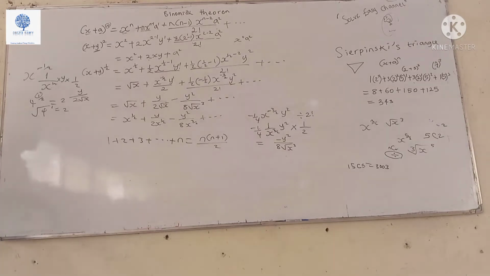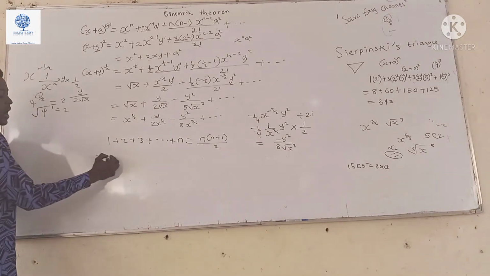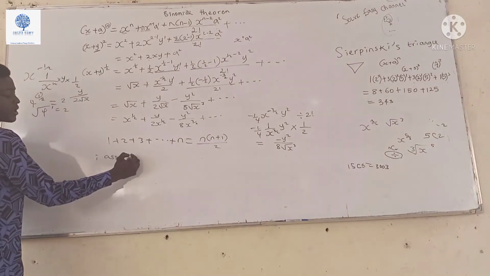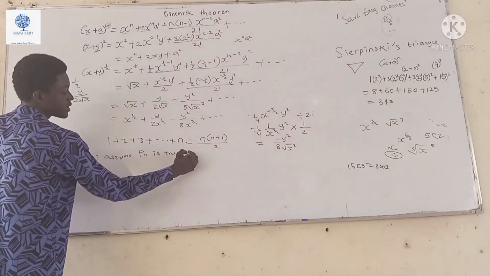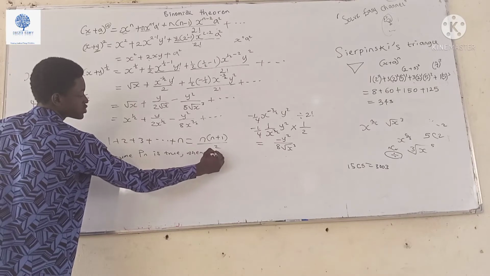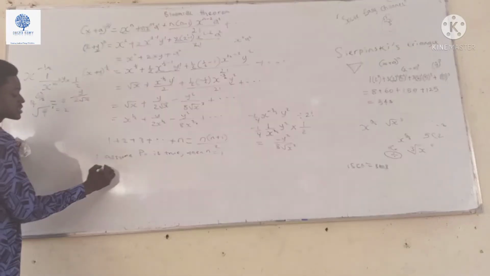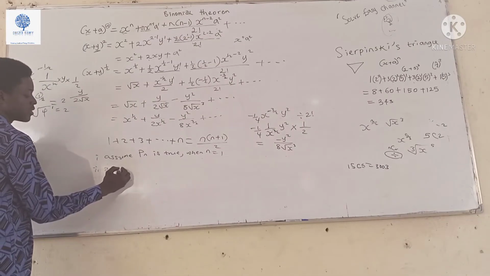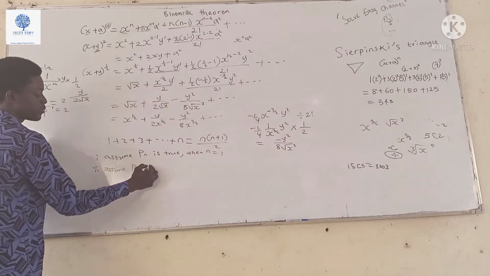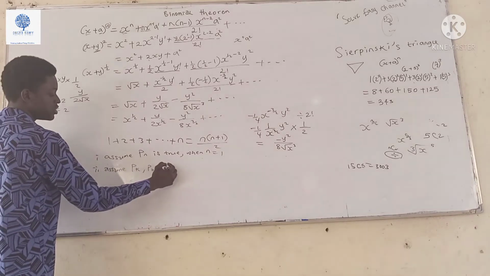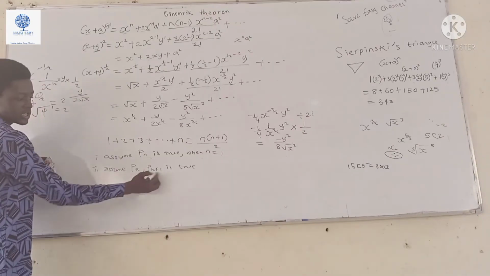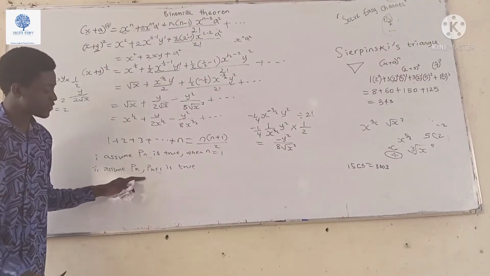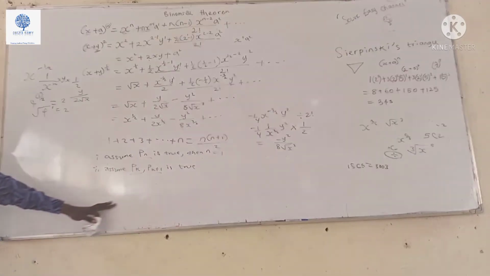The reason is, in mathematical induction, first of all, assume P of n is true when n is equal to 1. The second one is assume P of k, P of k plus 1 is true. So many people would say this is 1, this is 2, and this is 3. But this P of k and P of k plus 1 are just one step.